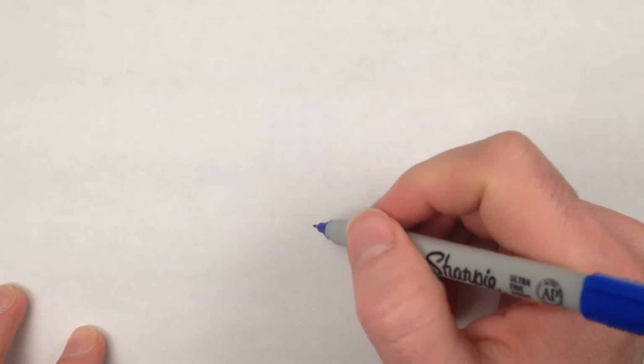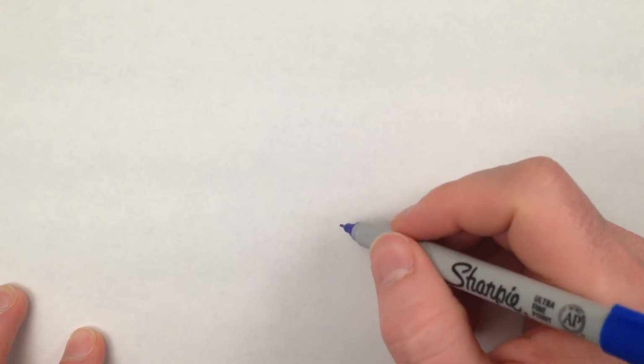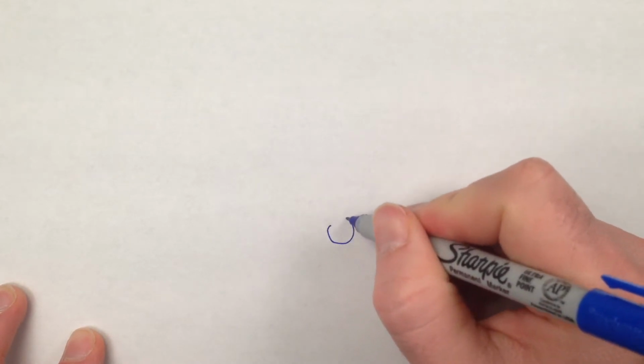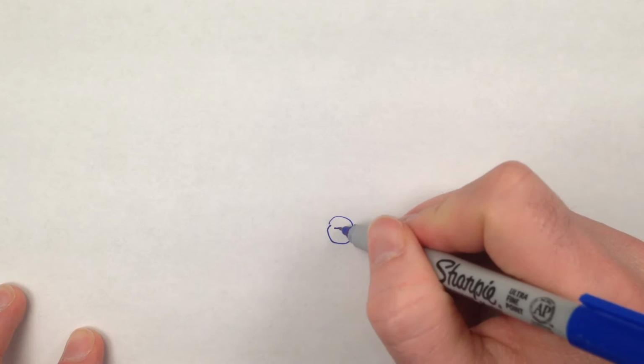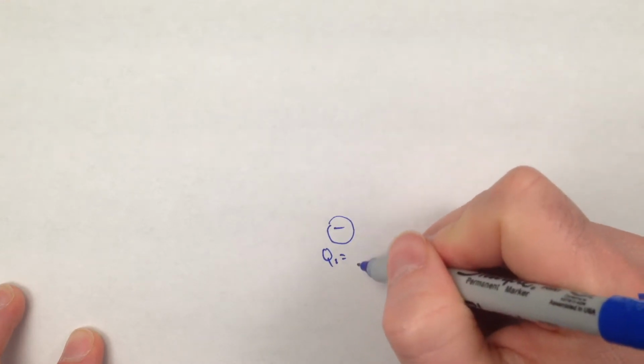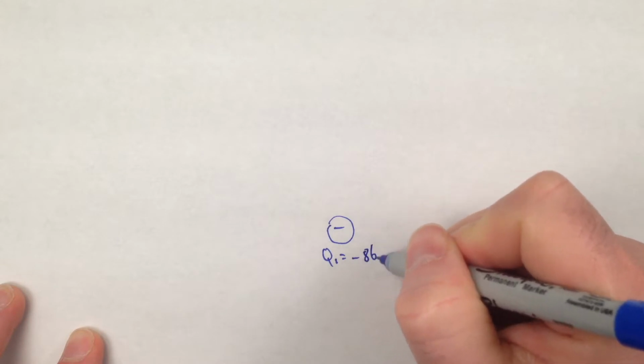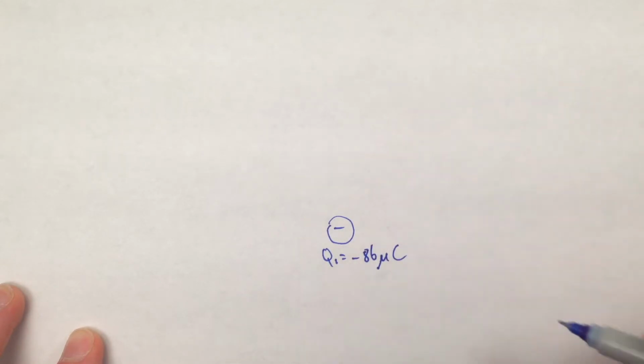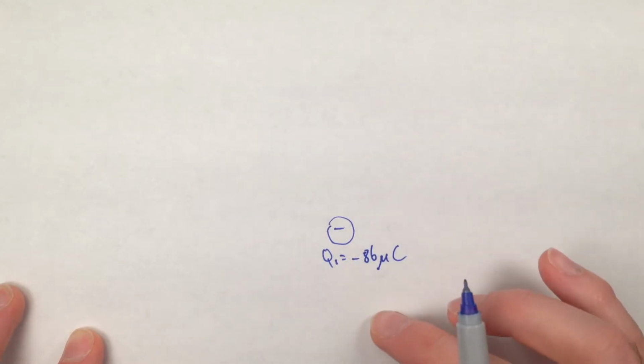I want to take you through another Coulomb's law calculation, but this one's going to be a bit more two-dimensional. So let's start off. I'm going to draw this nice and big so you can see all the detail. Let's have charge 1 here. We'll let that be negative. Q1 is equal to negative 86 microcoulombs. So we've got charge 1 right here.